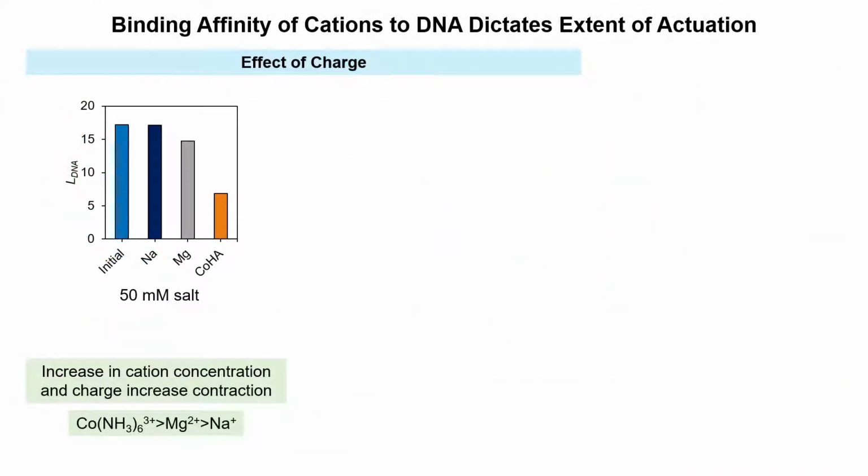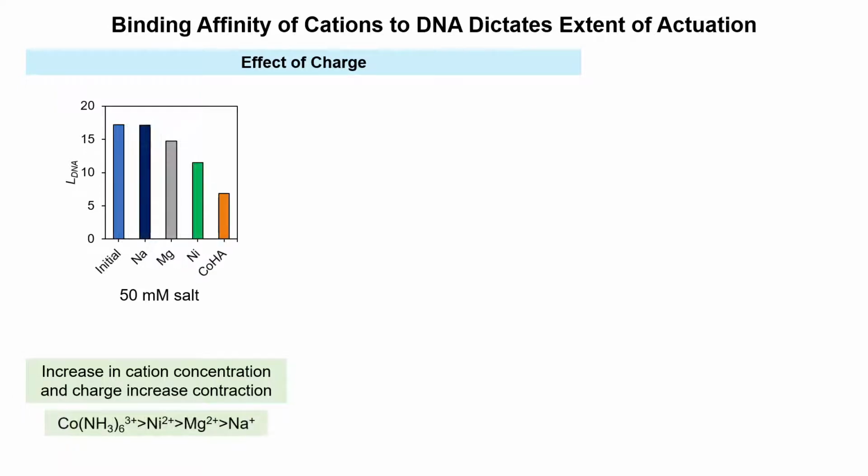We next wanted to investigate how the charge of the cation influences the extent of contraction. And what we observed is cations with greater positive charge induce more contraction. However, charge alone cannot explain the extent of contraction that is observed. For example, if we were to look at magnesium and nickel, both of which are divalent, we see a significantly more contraction with nickel than with magnesium.